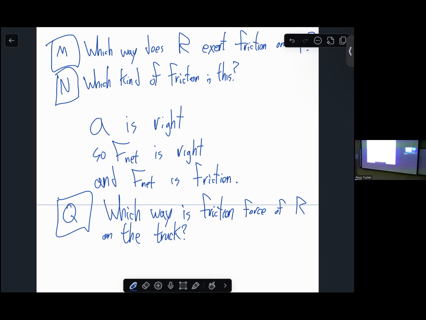Friction opposes the relative motion. To figure out whether the friction is slowing down or speeding up the object, you've got to use reasoning. It is not always a simple rule that friction is slowing things down.